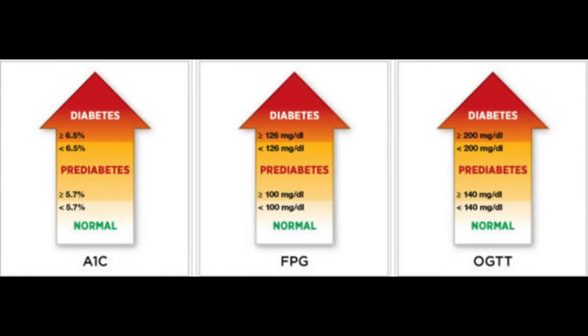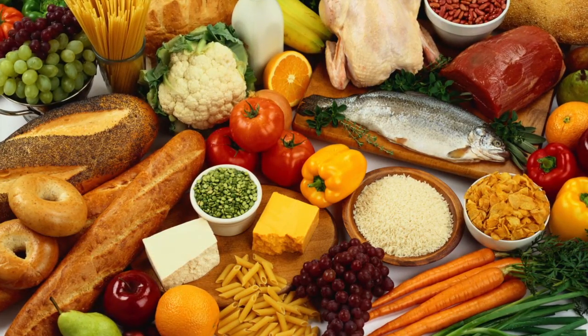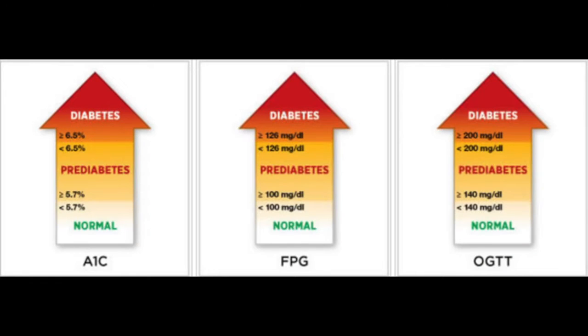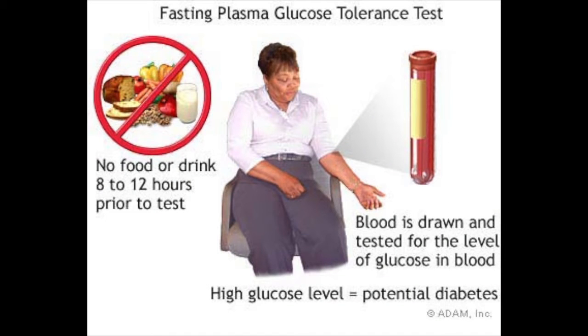The first test is the A1C test, which measures your average blood glucose for the past 2 to 3 months. The advantage of this test is you don't have to fast or drink anything. Another test that doctors use is the fasting plasma glucose, FPG. This test checks your fasting blood glucose levels. Fasting means after not having anything to eat or drink, except water, for at least 8 hours before the test. This test usually occurs in the morning before breakfast.